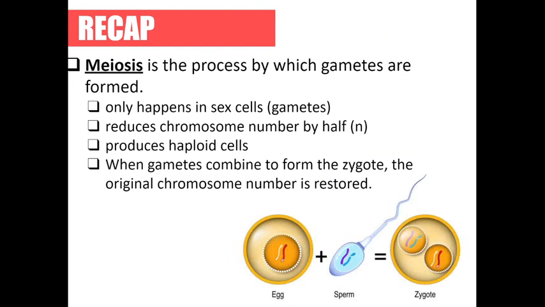Now, meiosis is the process by which gametes are formed. So, this only happens in sex cells. It reduces the chromosome number by half, which is N for haploid, because it produces haploid cells. Now, when gametes combine to form the zygote, the original chromosome number is going to be restored.